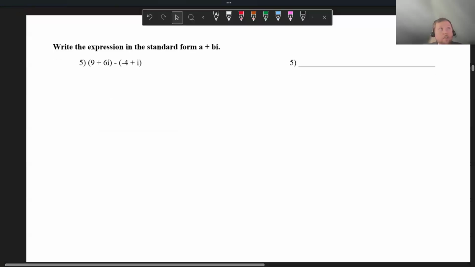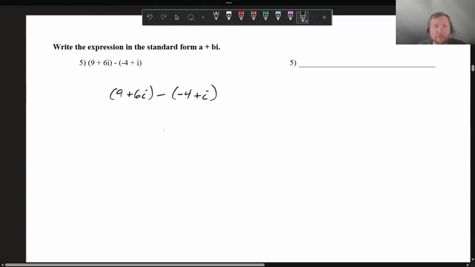Okay, write the expression in standard form a plus bi. So that's the standard form for complex numbers, or the standard rectangular form. So 9 plus 6i minus negative 4 plus i. So I have two complex numbers, 9 plus 6i and negative 4 plus i, and I'm subtracting them.